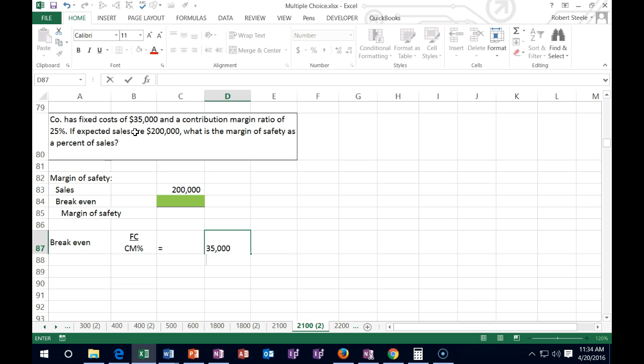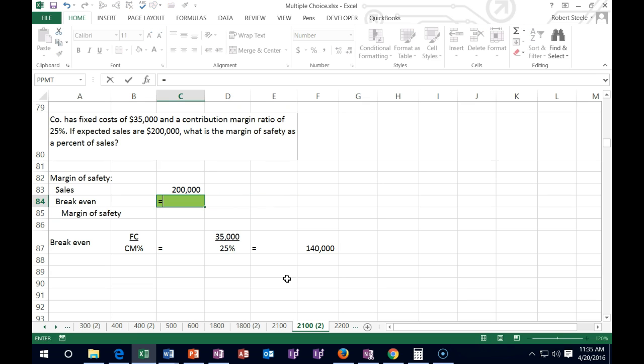And we're going to divide that by 25%, which is also given in the problem up here as the contribution margin ratio. I'm going to go ahead and underline that, hit enter, then go back on the cell and center it. So that's our division problem. Therefore, we can take the 35,000, divided by 0.25. 25% is 0.25, and that will give us the 140,000. So that's the break-even point.